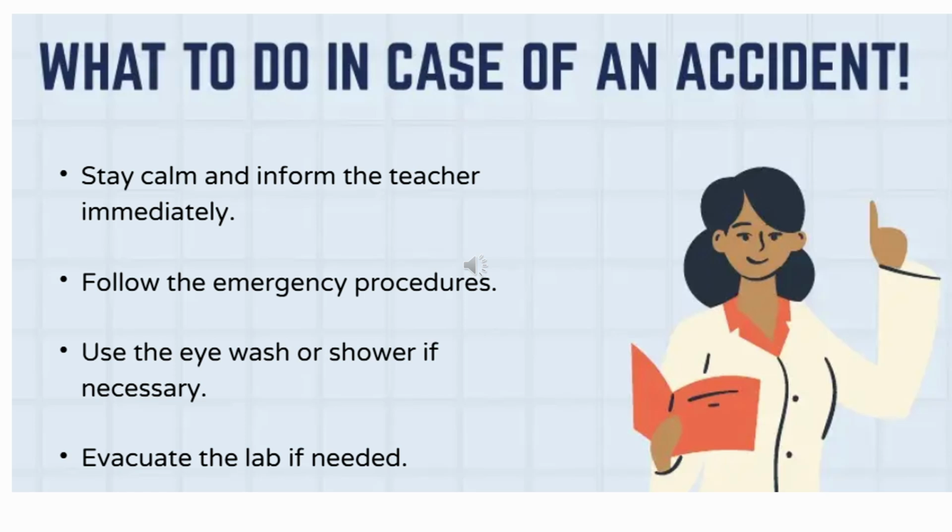However, what happens in case there's an accident that occurs in the science lab? Remember, the first step is to stay calm and inform your teacher immediately. Number two is to follow the emergency procedures. Three is to do eye wash or shower if there's a need in case of a chemical spill. And finally, evacuate the lab if there is a need.